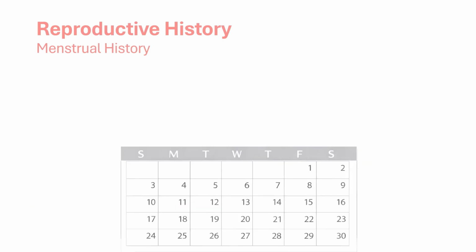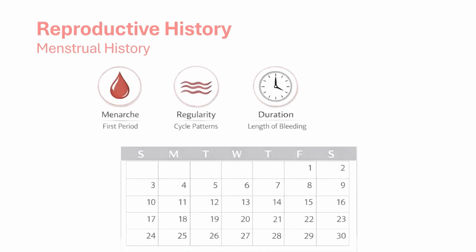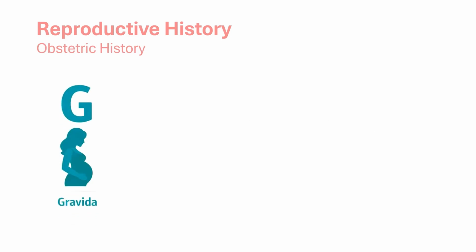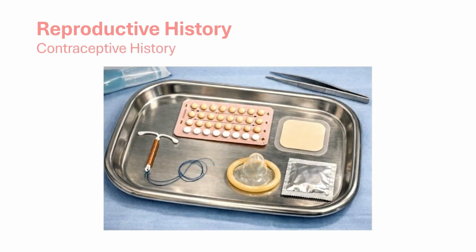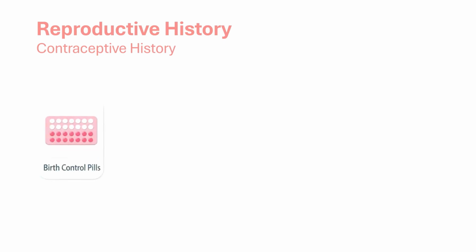Menstrual history, including age of menarche, regularity and duration of cycle, and characteristics of blood flow. Obstetric history is information about previous pregnancies: gravida, including number of pregnancies, outcomes, term, preterm, abortion, living, complications, and mode of delivery.